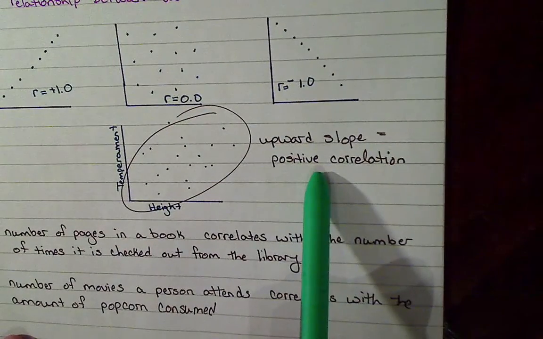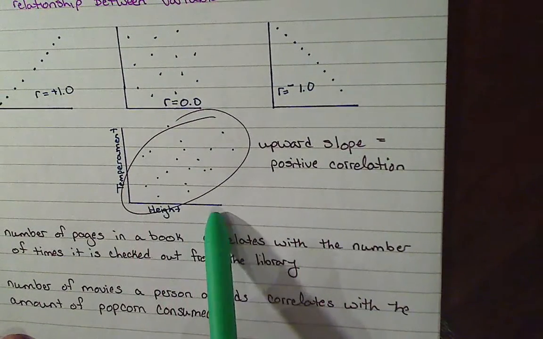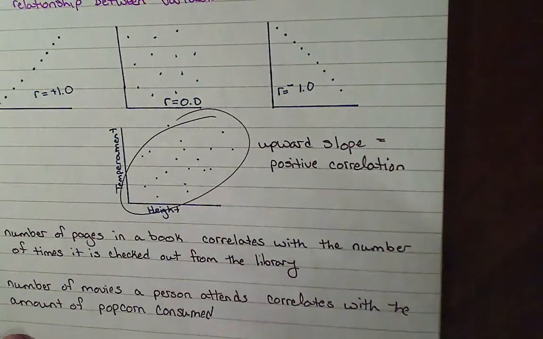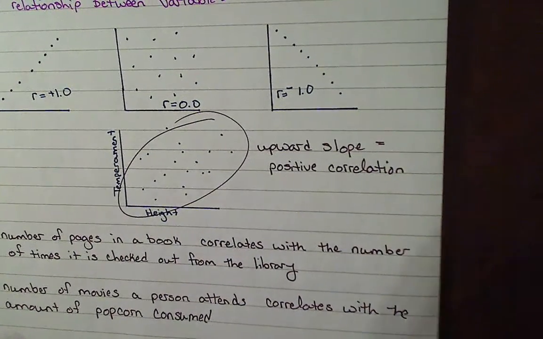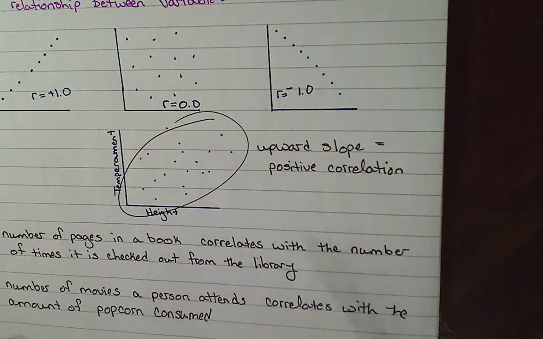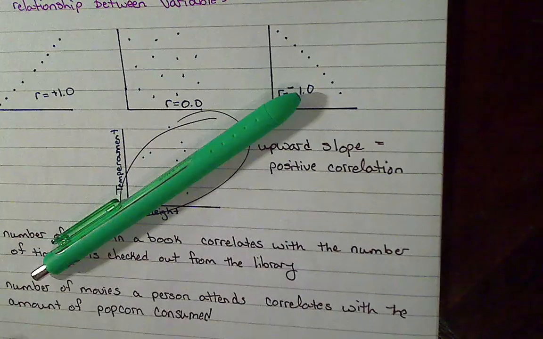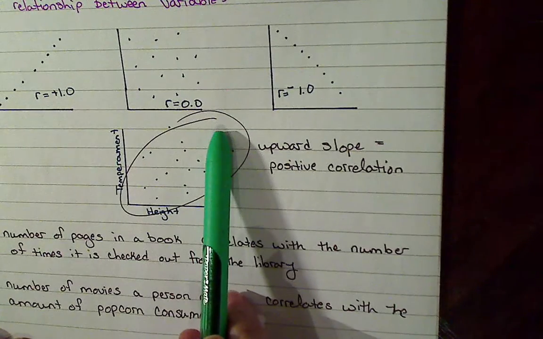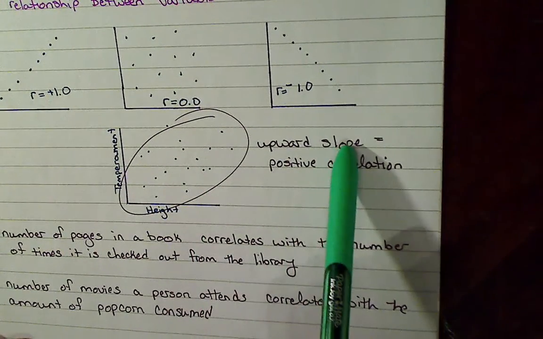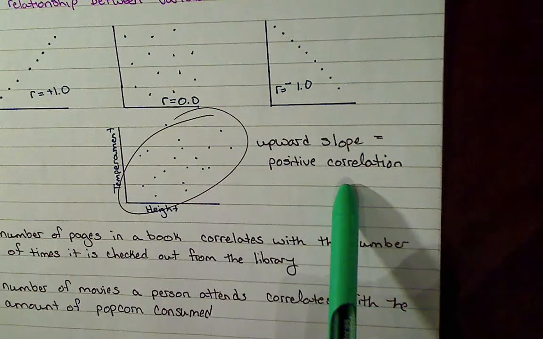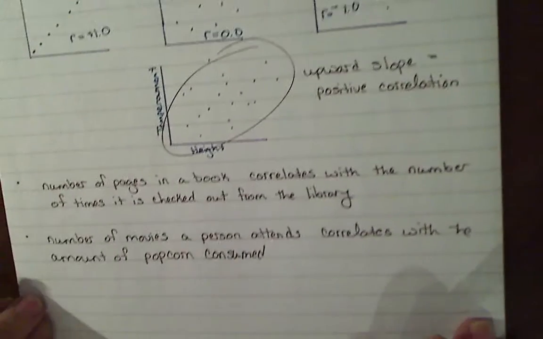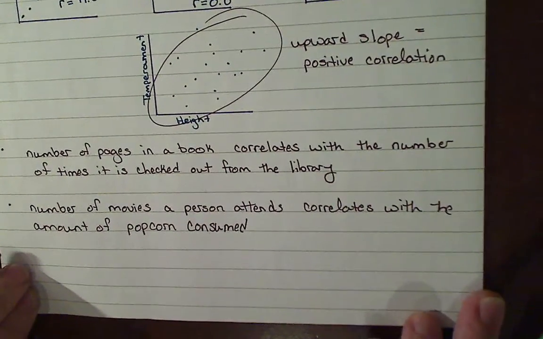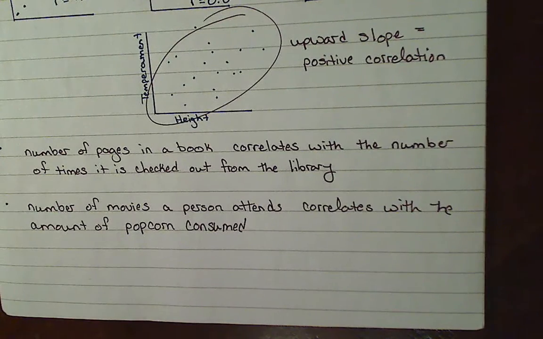Like this one, if you are looking at the correlation between height and temperament, this was one of the ones in your book. If you look at the dots, you can see that they tend to go upward. Like the higher you get, the higher your temperament goes up. Because it slopes upward, that's a positive correlation. All right, I wanted to give y'all two examples just to help you make sure that we get what's going on.